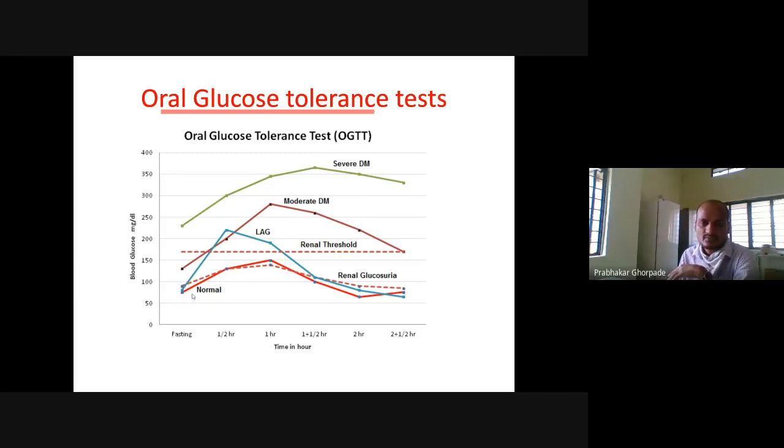If this is a normal dog, its glucose level goes up to 150 milligram per deciliter and then comes down. If it is moderate diabetes, it goes up and stays up for a considerably long period. If it is severe diabetes mellitus, then it may go up to 350 milligram per deciliter and come down slowly. This is how we can determine it.